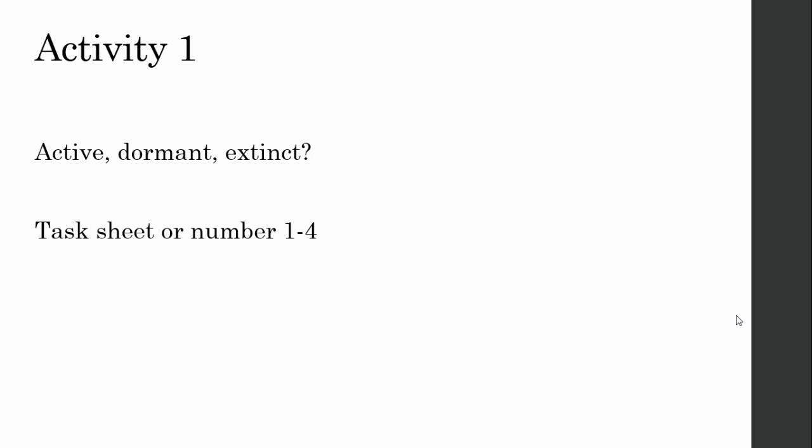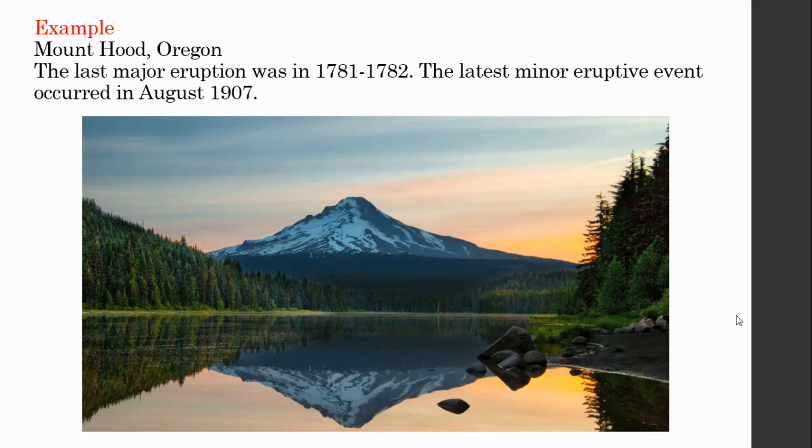For your first activity, I'd like you either to go to your task sheet where you've got written down numbers 1 to 4, or just jot down numbers 1 to 4 on your working paper. And we're going to play a game. I'm going to show you a volcano and describe the volcano and its volcanic activity. And you're going to say whether it should be classified as active, dormant, or extinct. First of all, let's look at an example together. This isn't number 1, it's just your example.